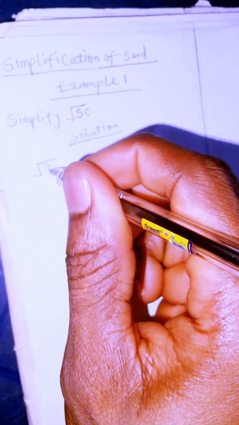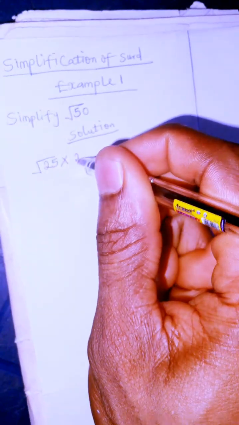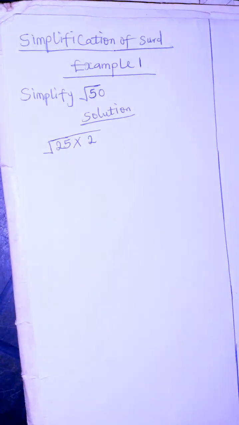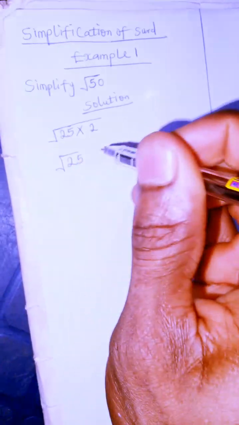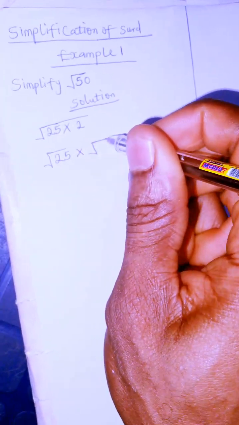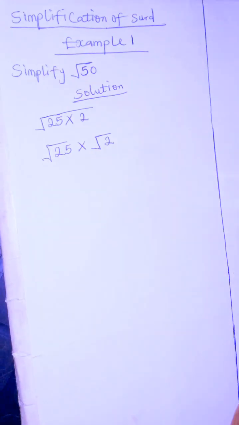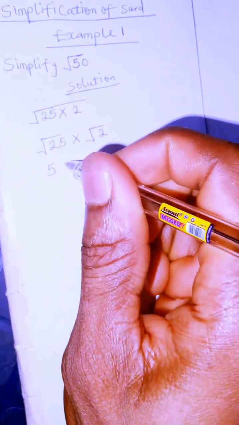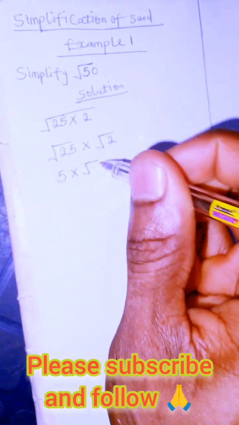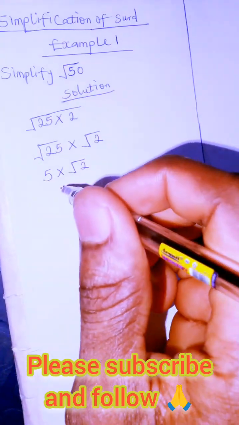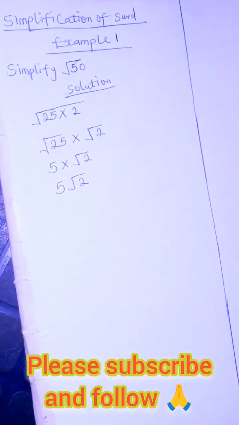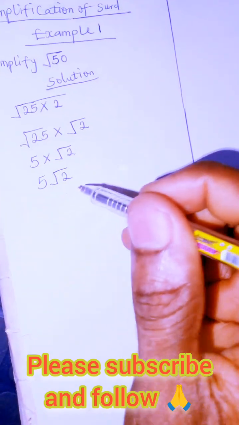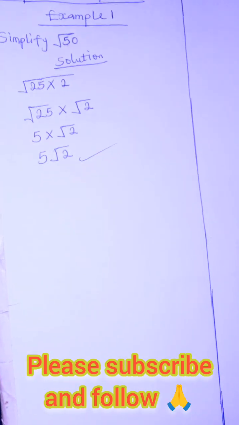So we are going to have root 25 times 2. This will be our first step, such that we split it. So we have root 25 times root 2. If we take the square root of 25, the answer is what? 5. 5 times root 2. 5 times root 2 is what? 5 root 2. So this is our answer for this particular question.